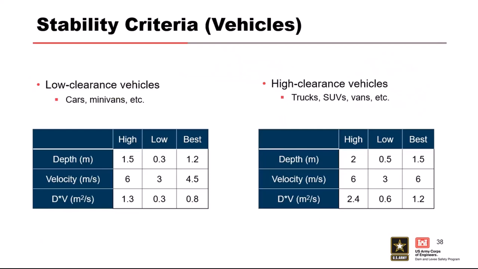Why are these depths? I know it's in meters, so none of us can do that conversion in our head, but the depth is about 1 foot or so for low clearance and a bit higher for high clearance. The reason for that is because of the wheel wells, right? Once the water gets up above the wheel wells, that's when your vehicle really starts losing stability, because it's hitting that bubble of your car, and it starts floating.